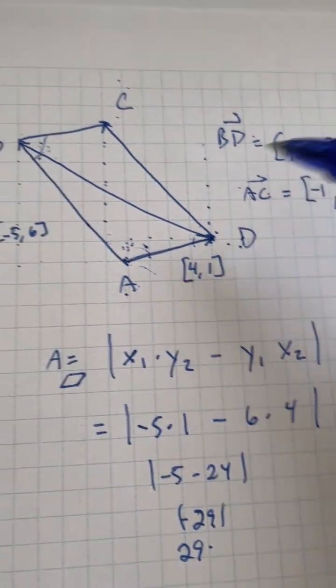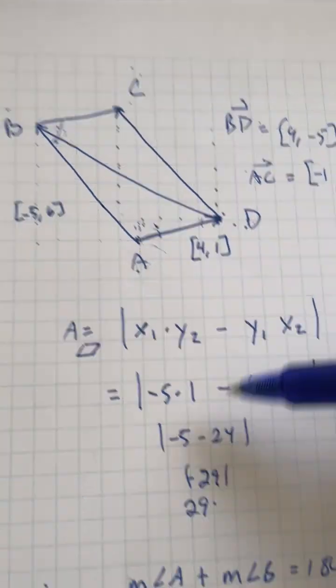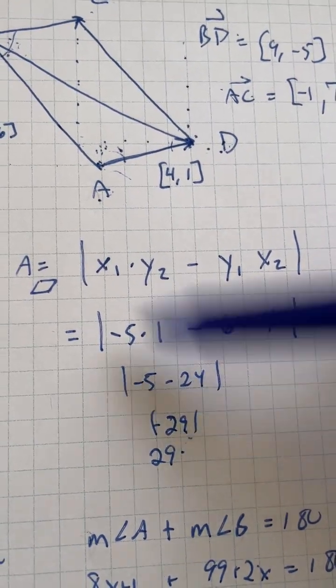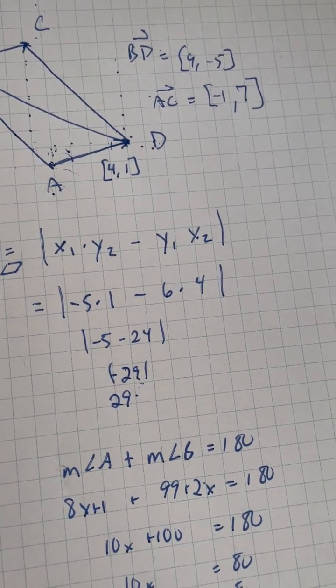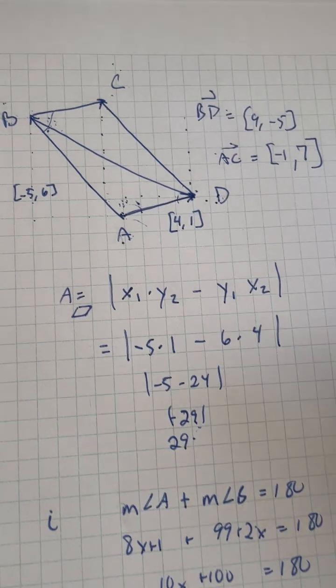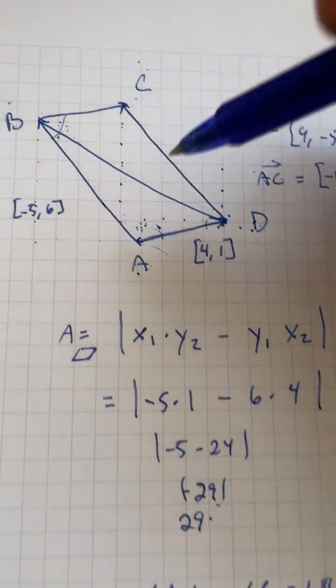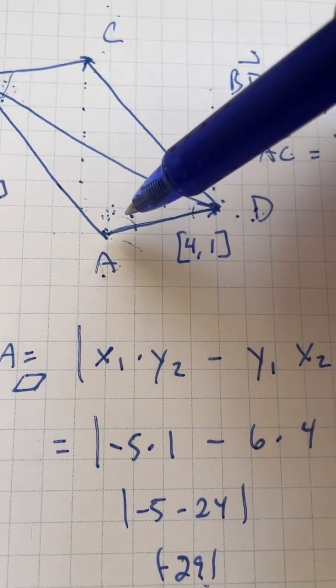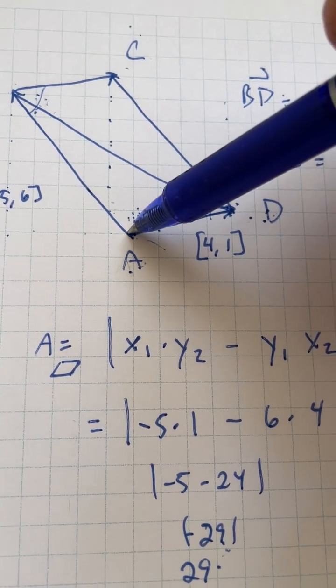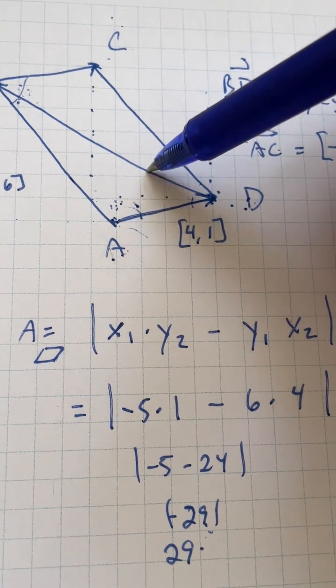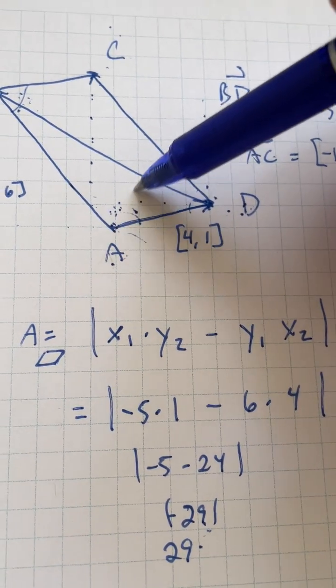Part D, what's the area of ABD? Of course, it's just half of the area of the parallelogram. Part E, what's the length of the longest altitude ABD? This was the hardest question. They're asking, what's the length of the longest altitude? So this triangle has 3 altitudes. One's right there. That's like probably the shortest one.